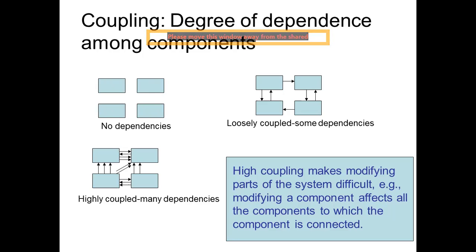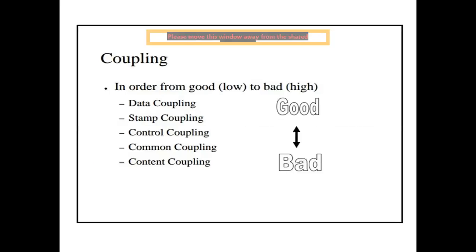Modify the different components. If it is loosely coupled, then it is easy to update, and in case of no dependencies, we can easily update or modify those. Now here we can see the coupling. This is the order in which we are showing or indicating, from good to bad coupling.